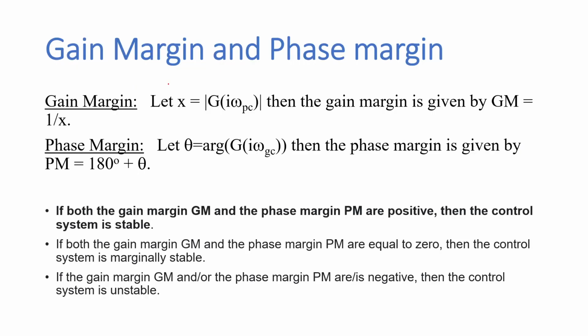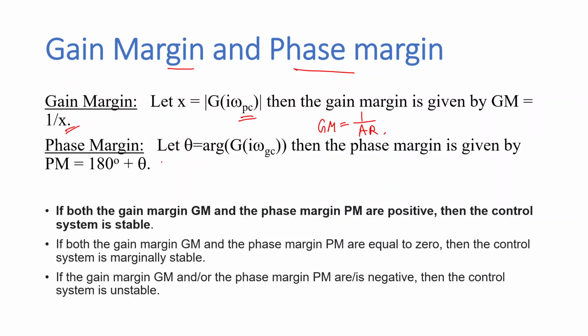Similarly, we define the gain margin and phase margin. You can consider the gain margin as a safety factor. We define it as the inverse of the amplitude ratio. Over here, X is our amplitude ratio at the phase crossover frequency. So the gain margin you can write as 1 upon the amplitude ratio.